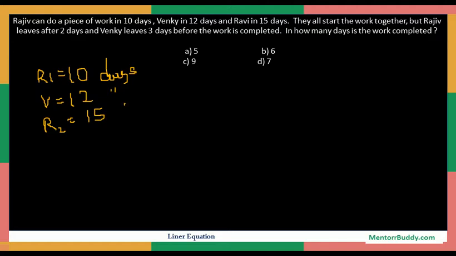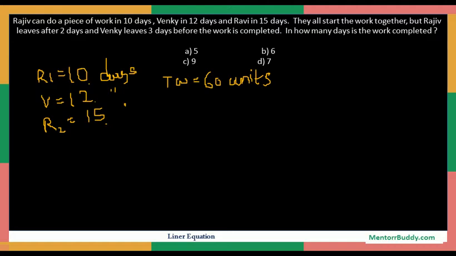So the very first thing I'm going to do is consider the total work to be 60 units. Now why did I consider the value to be 60? Because 60 is one number which is divisible by all, that is 10, 12 and 15. Basically the LCM of 10, 12 and 15.